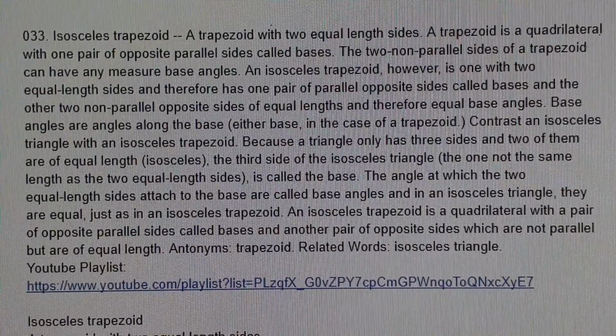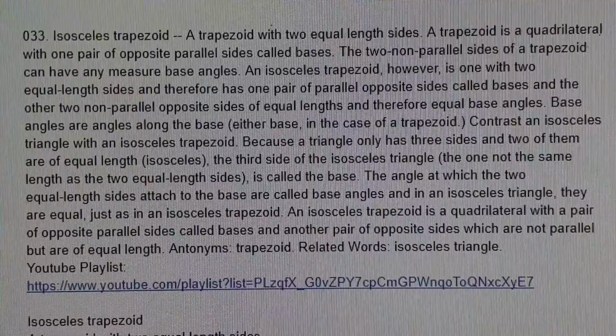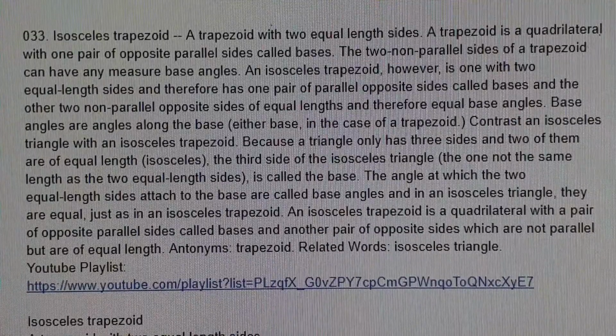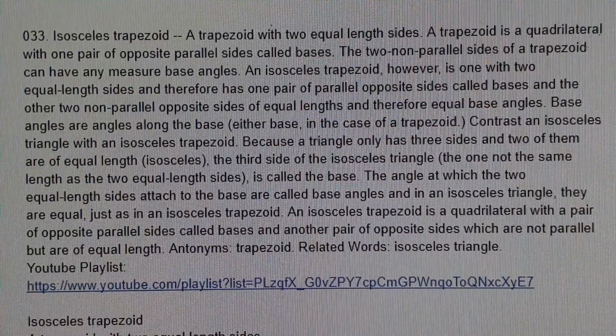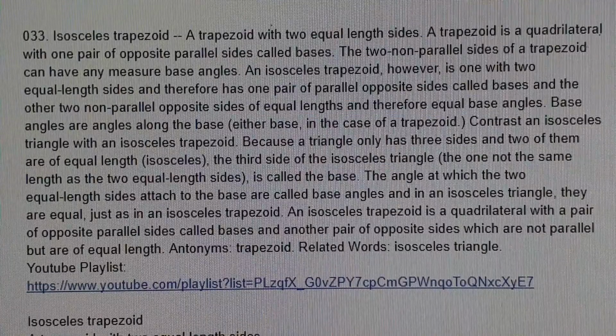An isosceles trapezoid is a quadrilateral with a pair of opposite parallel sides called bases, and another pair of opposite sides which are not parallel, but are of equal length.